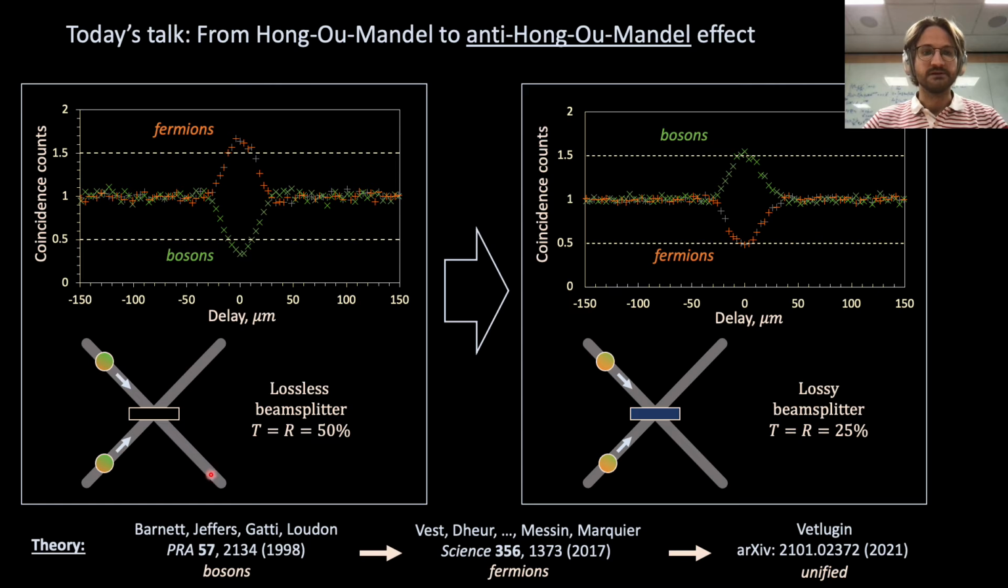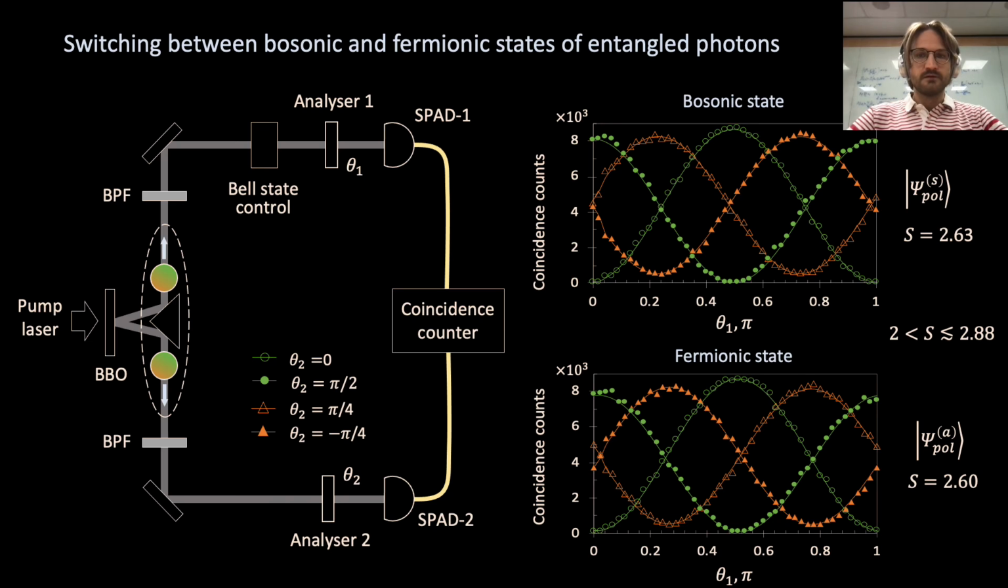And here you may see theoretical works on this phenomenon. The bosonic type of lossy interference was analyzed in the paper by the group of Loudon. In this paper by the group of Markier, they analyzed fermionic type of lossy interference. And recently we developed a unified description valid for both bosonic and fermionic states, and for other quantum states as well. First of all, let me explain how we run the experiment.